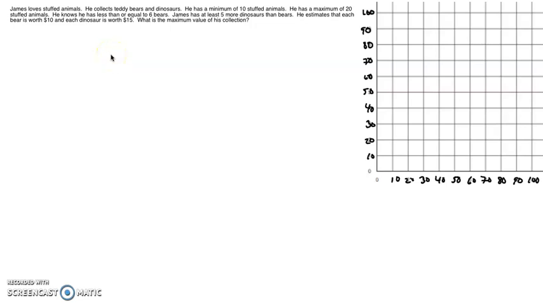Let's take everything that we've been working on so far and put it together. We're going to put it together to do something called optimization. In optimization questions, we're going to be asked to find a maximum or a minimum.